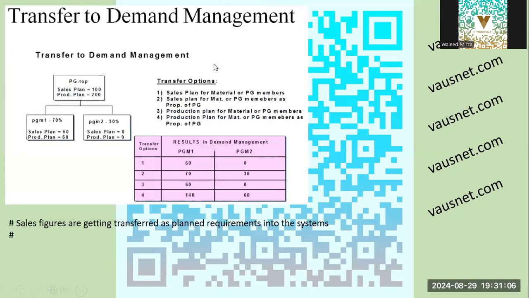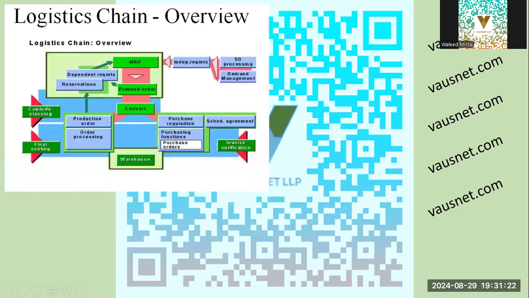Demand management transfer. Now the sales plan gets transferred to demand management, okay, so that sales plan and materials are basically planned for production, and then the stocks are updated. Sales figures are getting transferred as planned requirements for next year or next month or whatever. This is your logistics chain. This is the process workflow. From SD and demand management, it is pushed as independent requirements. Okay, independent requirements are pushed to MRP. Now, what are independent and what are dependent? We'll see this in detail.